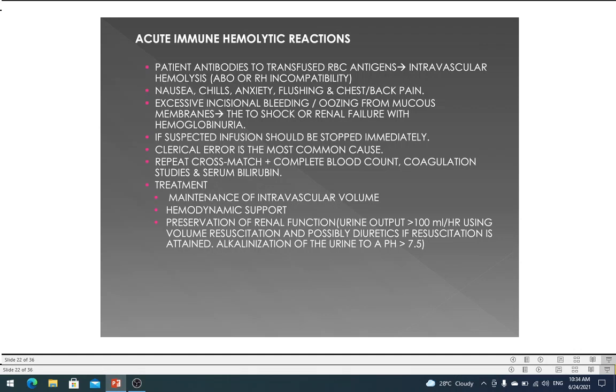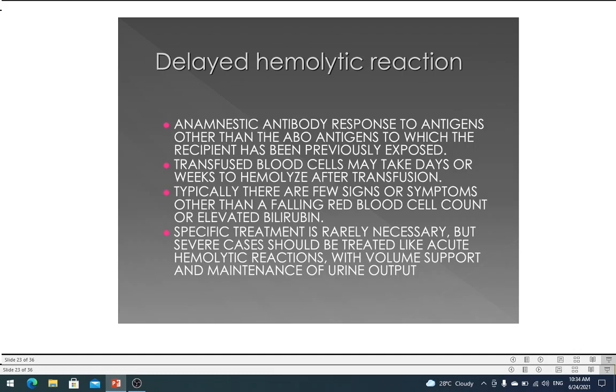Now this backache in this situation is always ominous. A patient complaining of backache when he is getting a transfusion, always think of a hemolytic reaction. Probably it is due to the kidneys beginning to shut down. Sometimes you can get what is called a delayed hemolytic reaction. Now, when will you get a delayed hemolytic reaction?